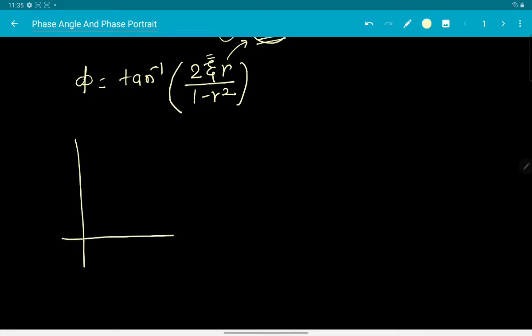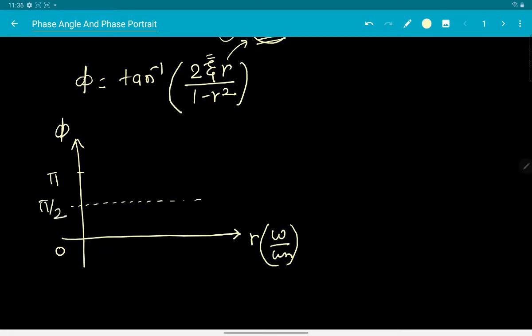Let's say that this x-axis represents r, that is omega by omega n. Along this line, as you march towards this side, you get to see larger values of r, and along y, let me plot phi. This is obviously 0, and then there is this value pi, which is of importance to us, and one more value which is pi by 2. And along this r axis, let me plot one peculiar point, which is r equal to 1.